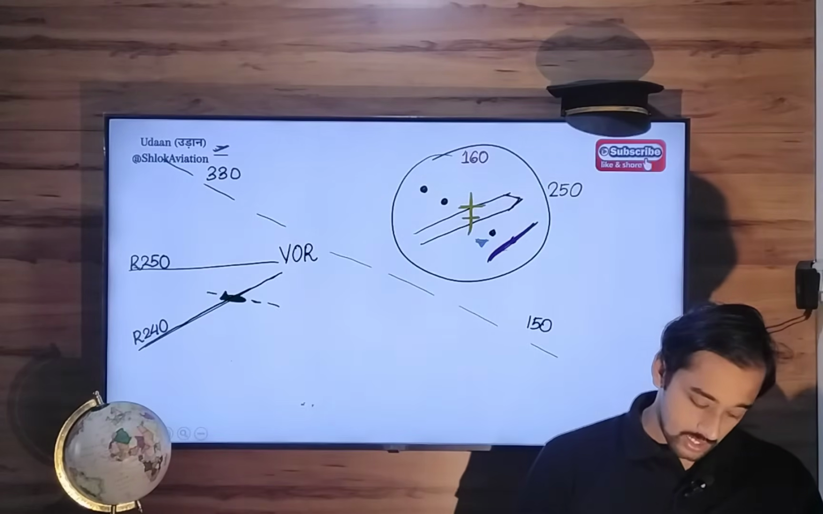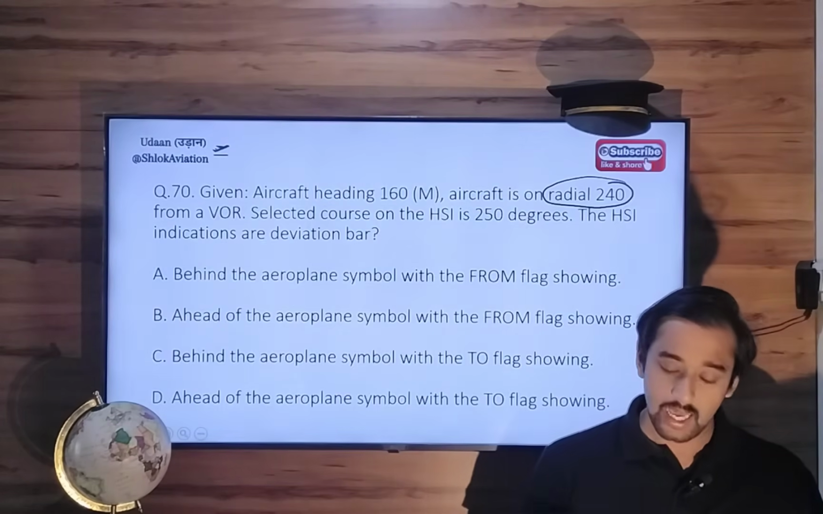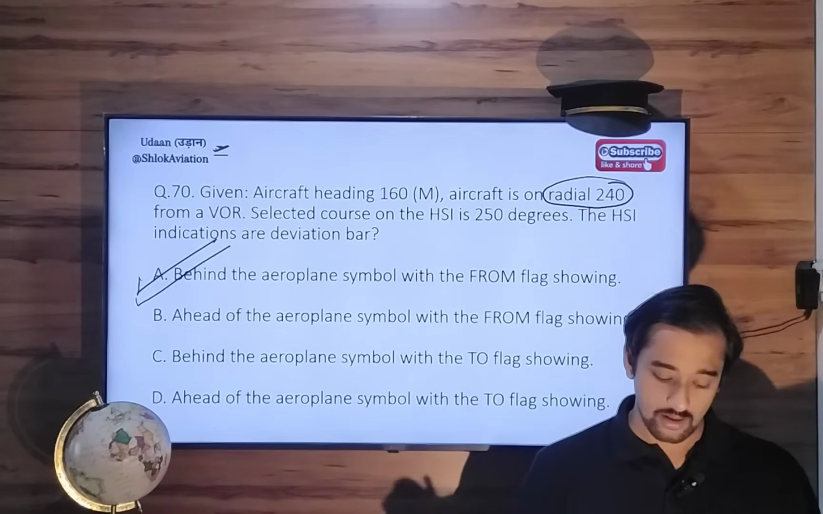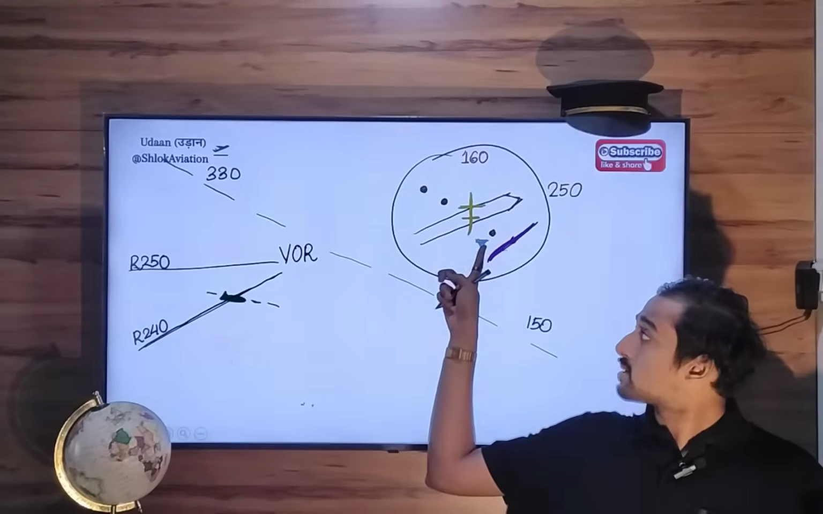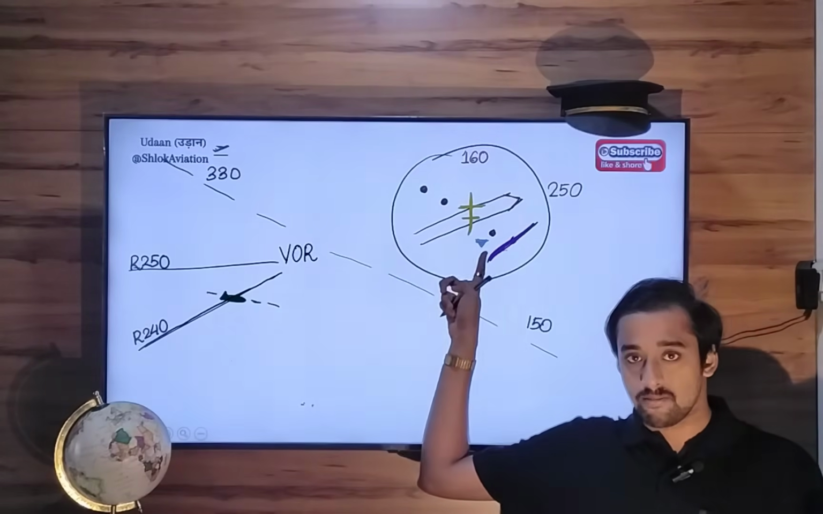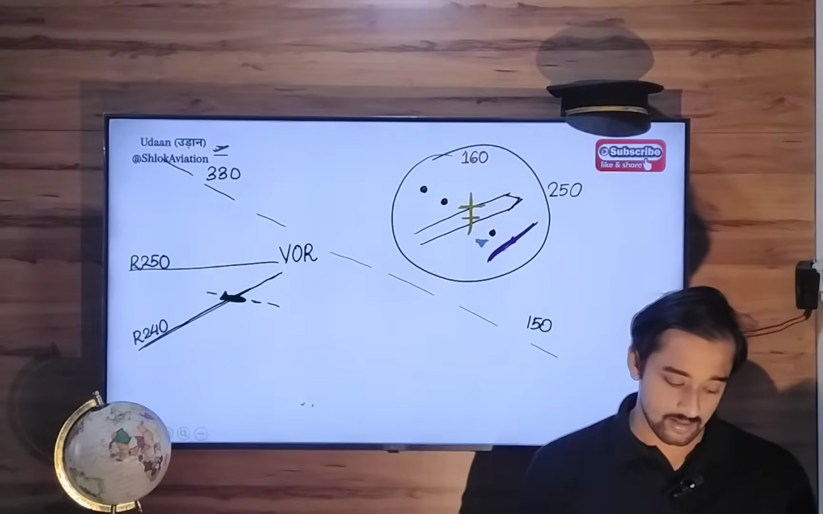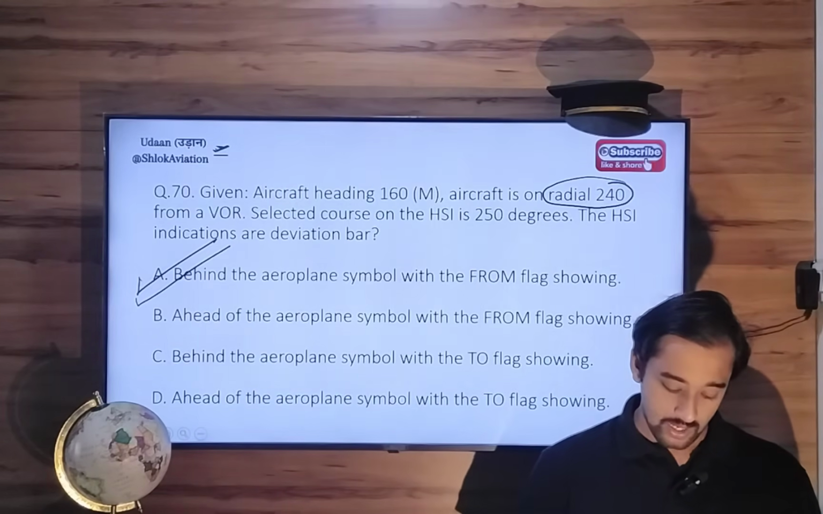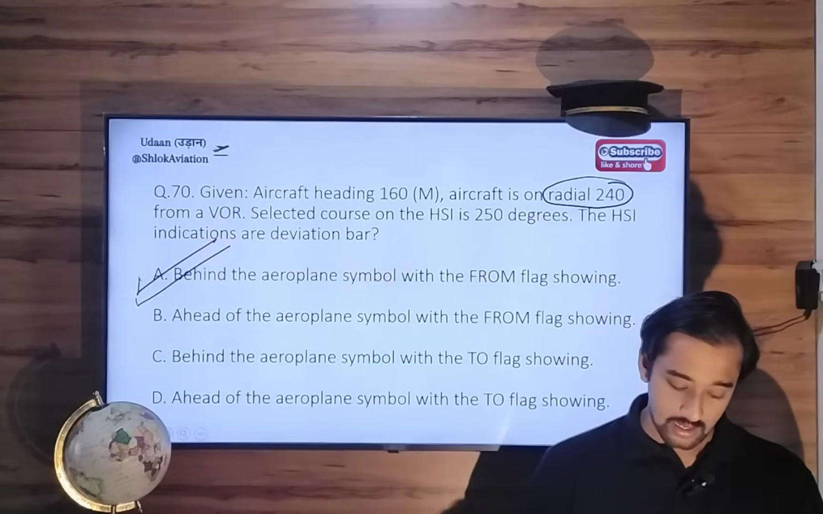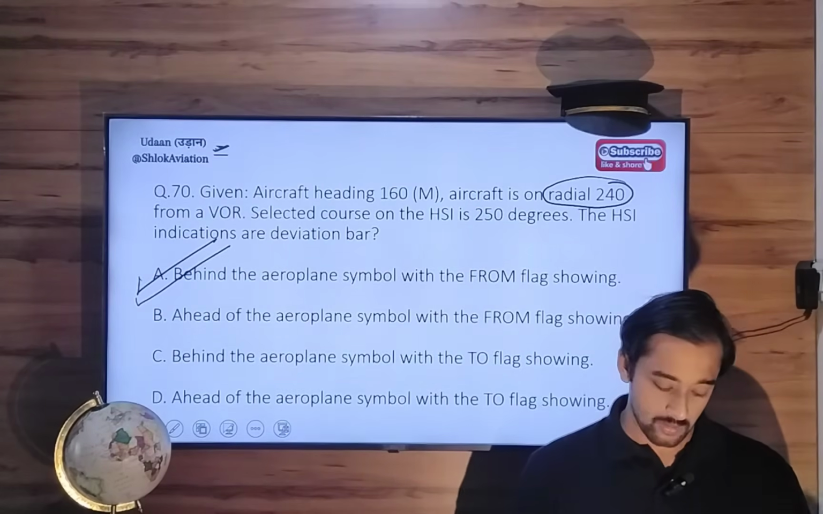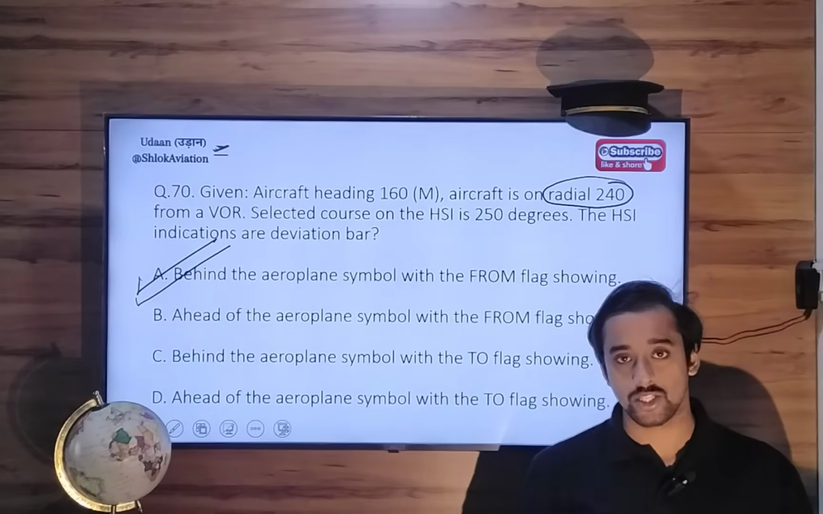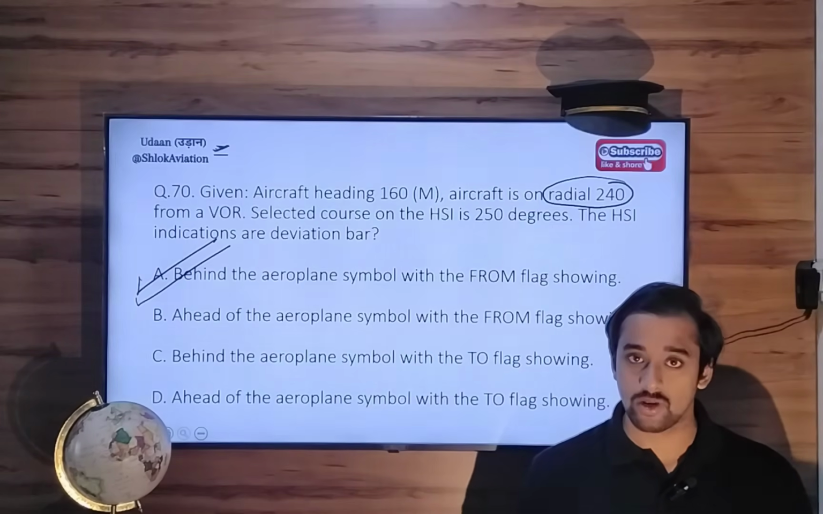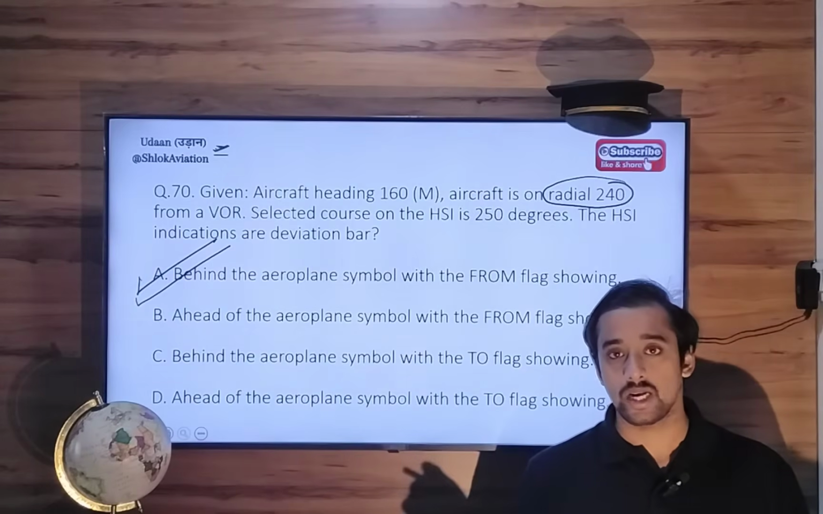So the correct answer will be the triangle behind the airplane symbol with FROM indication. So the correct option will be option A. The triangle behind the aircraft symbol means FROM indication. So this is how you do the sum of HSI. Very simple. And I have also done many HSI questions from the Keith Williams chapter in the previous video lectures. So for more practice, watch those videos and practice those HSI questions so that you may be confident in them.